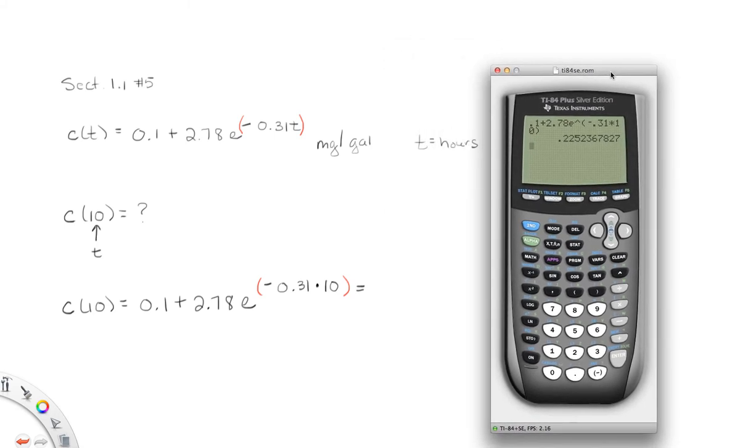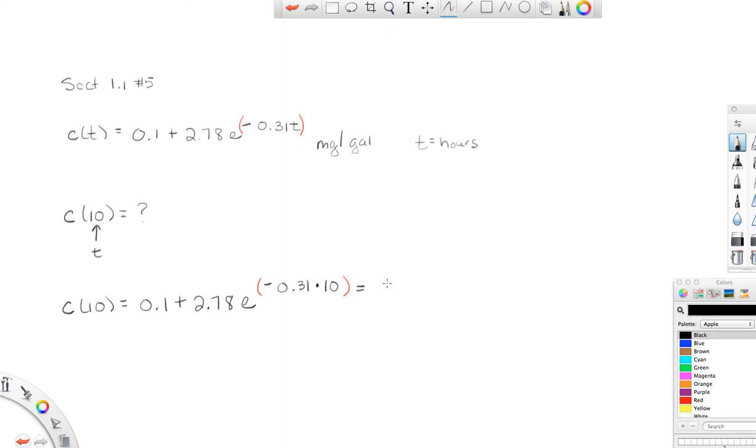So that gives us approximately 0.225. So we'll round it to the nearest tenths. So that'll be 0.23. Okay, so 0.23 milligrams per gallon.